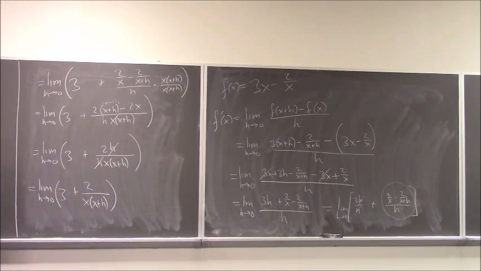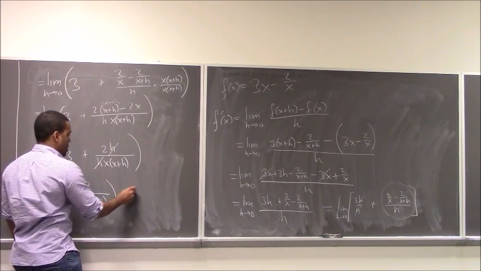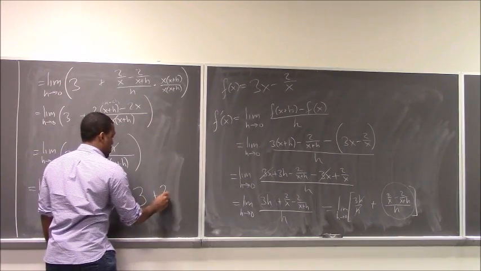So it turns out that that's what we have. And at this point, you can plug in h equals 0. The denominator won't be 0 there. And so I just get 3 plus 2 over x squared.